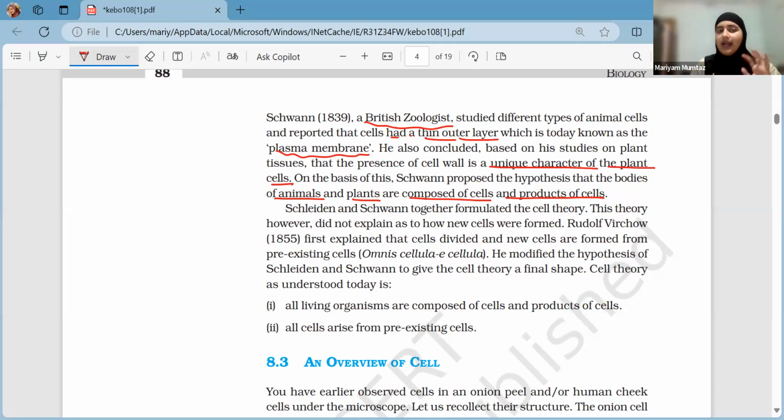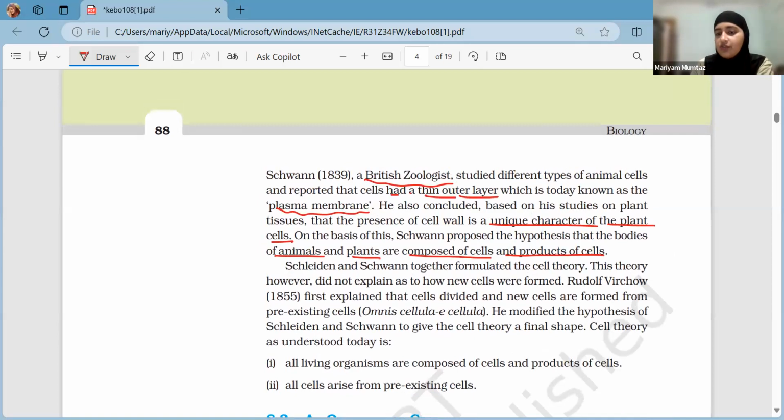Now, they told about how different kinds of cells exist in different kinds of organisms. Then came another person whose name was Rudolf Virchow. In the year 1855, he talked about how the cells are formed. He explained that cells form new cells by division, and new cells are formed from the pre-existing cells. The cells that have been existing for a while give rise to the new cells. This phenomenon is known as omnis cellula e cellula. This is the phenomenon that pre-existing cells give rise to the new cells.